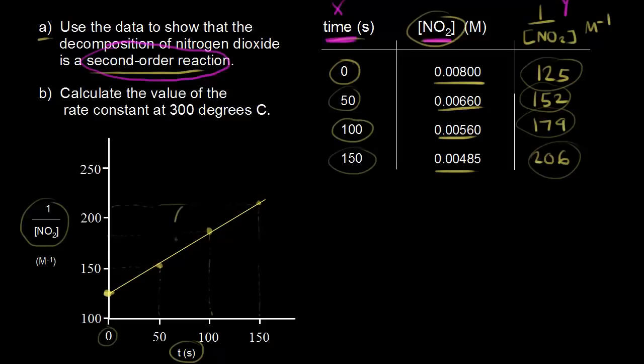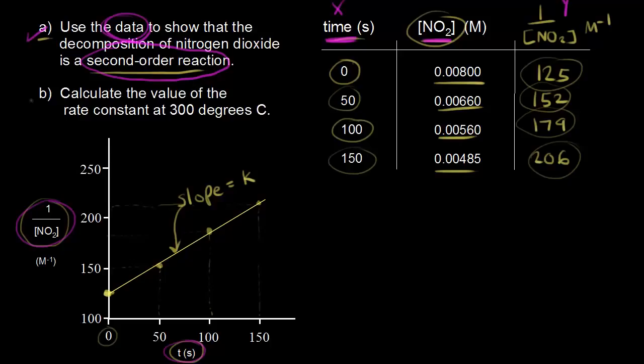And we know the slope of this line, right? The slope is equal to the rate constant K. So we're done with A, right? We've taken our data and we've shown that we get a straight line when we put time on the x-axis and 1 over the concentration of NO2 on the y-axis. So we're done with A.